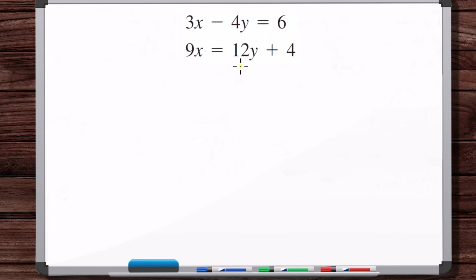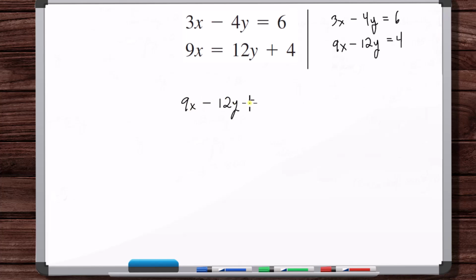Okay, so let's put this. We've got 3x minus 4y is equal to 6, and then we've got 9x minus 12y is equal to 4. Okay, we can multiply the first equation by 3 and get 9x minus 12y is equal to 18.